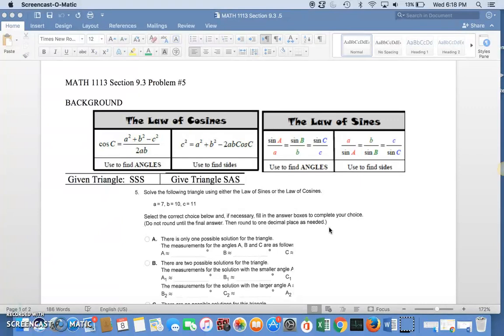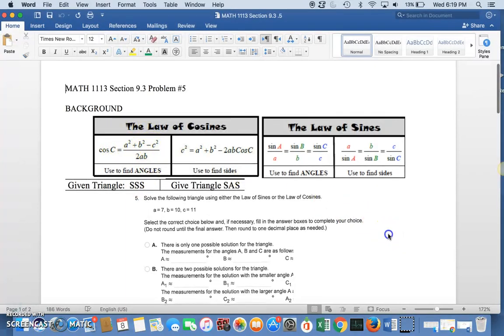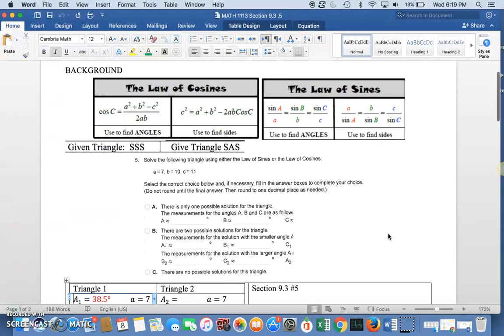Okay, this is problem 5 in section 9.3. You are basically given 3 sides here, so you would be using the law of cosines. If you're given a triangle with 3 sides, you're trying to find angles. You can decide which angle you want to find first.